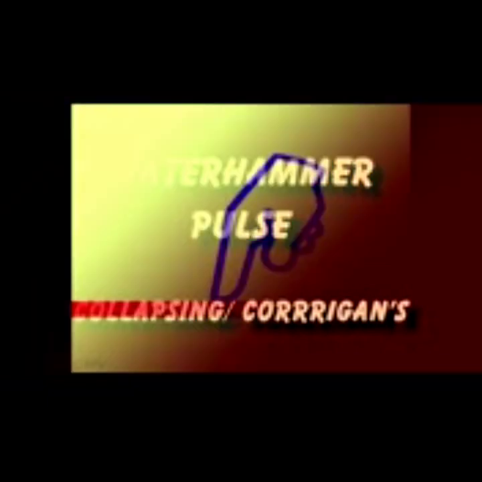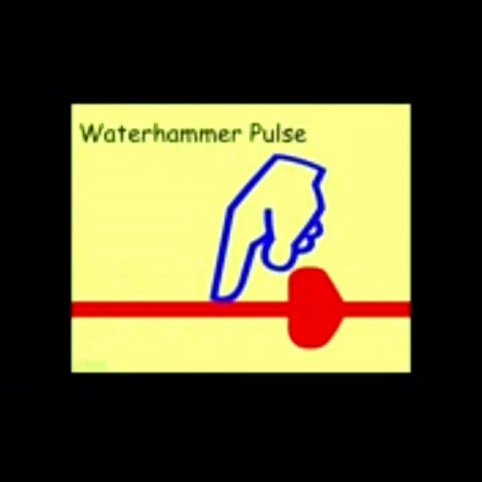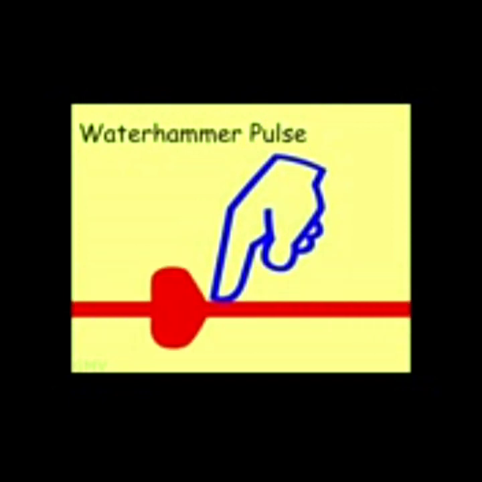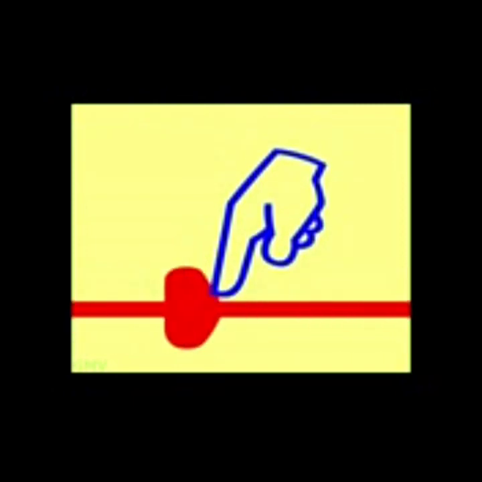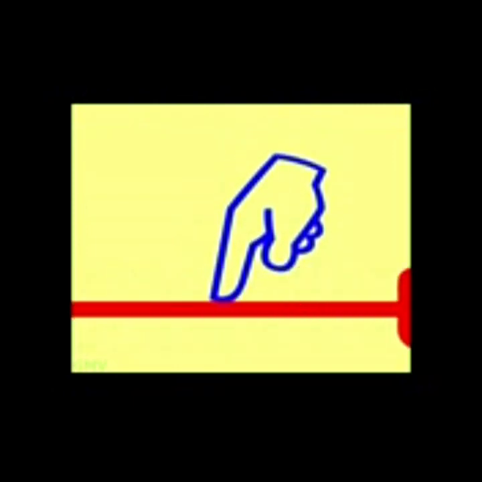An extreme of bounding pulse is water hammer or collapsing pulse or Corrigan's pulse. A very quick rising and quick falling pulse. It is best felt in the forearm with arm raised and is seen in severe aortic regurgitation. Note the rapid upstroke and immediate rapid descent. This is the collapsing or water hammer pulse.